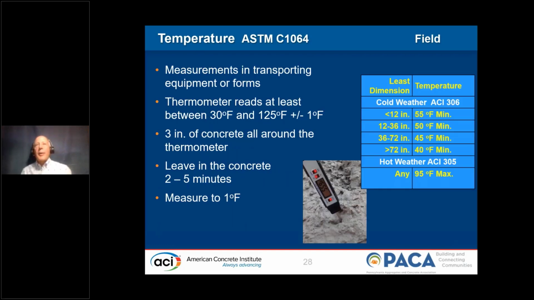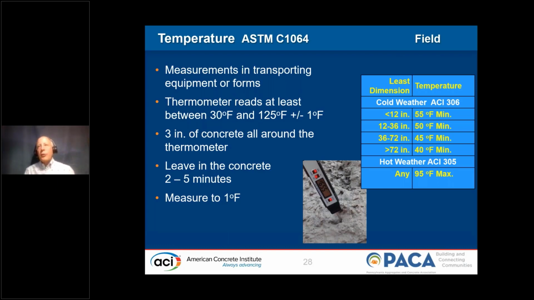The last test we talk about is temperature, and strength development of concrete is so temperature dependent. This is the only test where you don't have to use that composite sample. Standards allow us, as long as we have 3 inches of fresh concrete around it, to put our thermometer in there and measure that temperature.